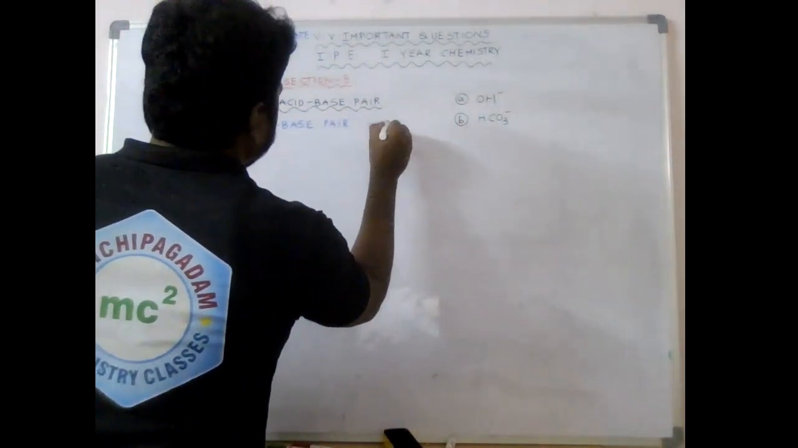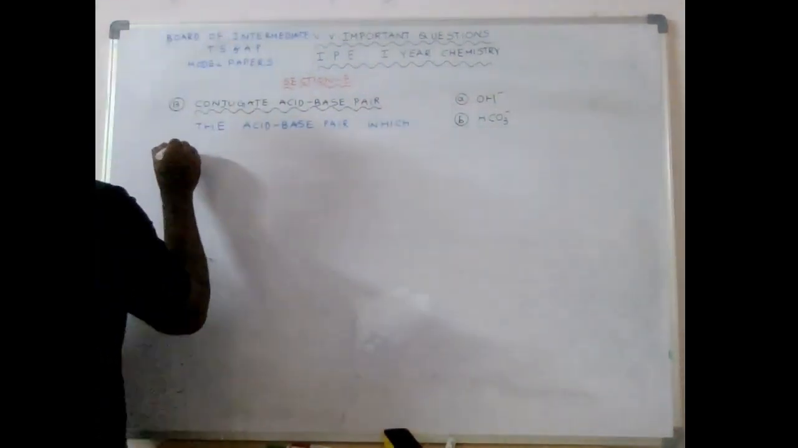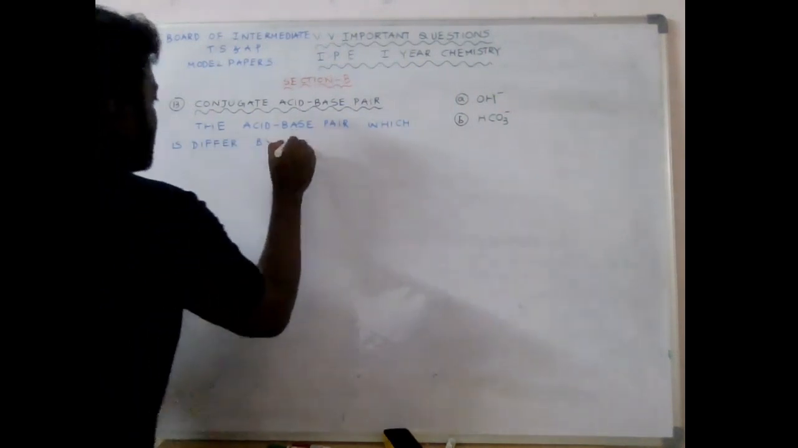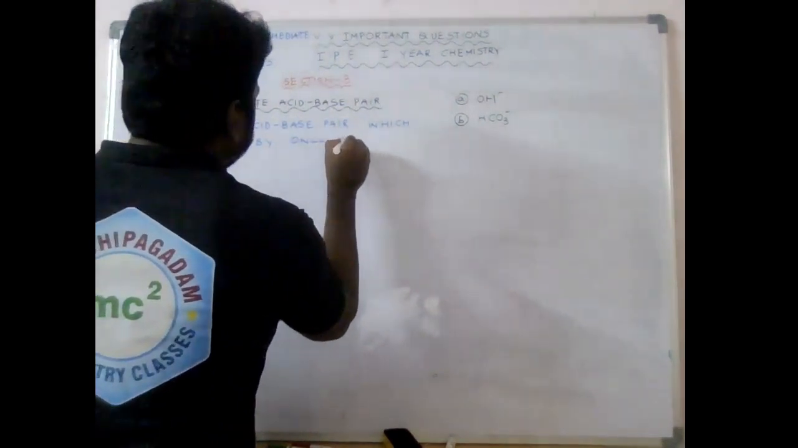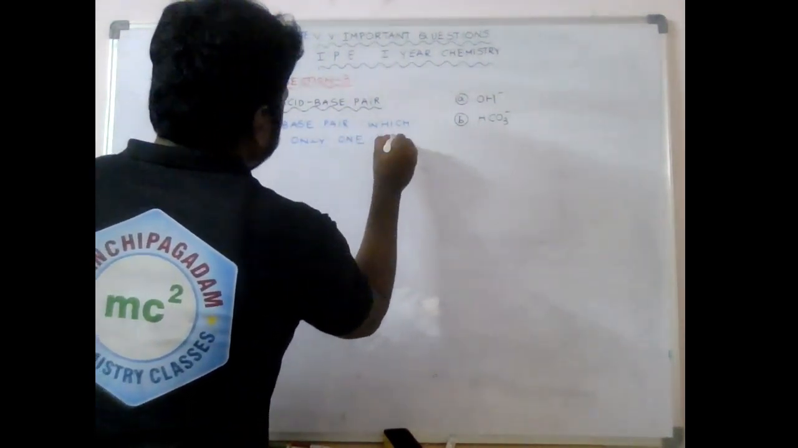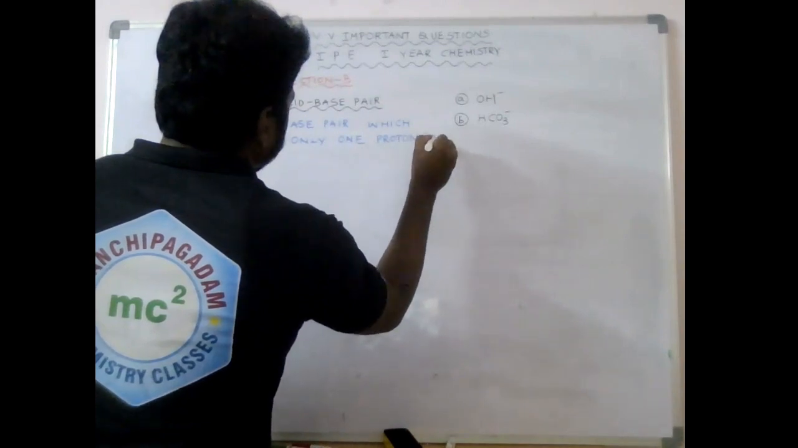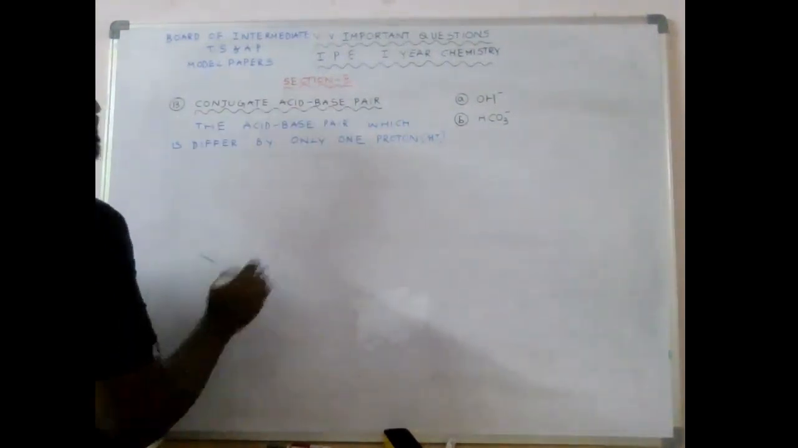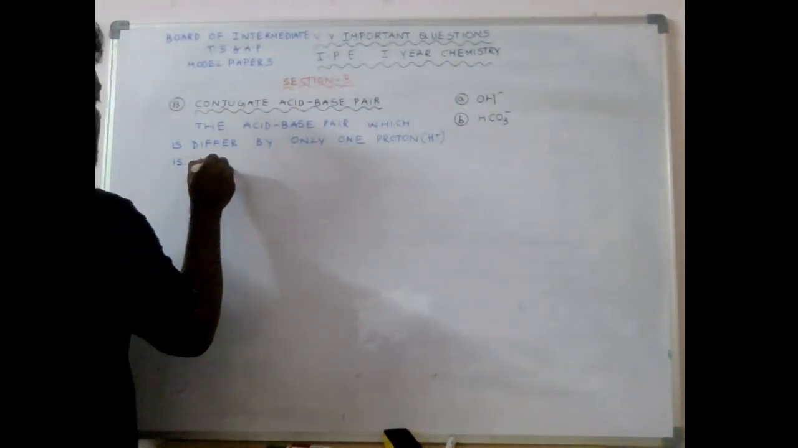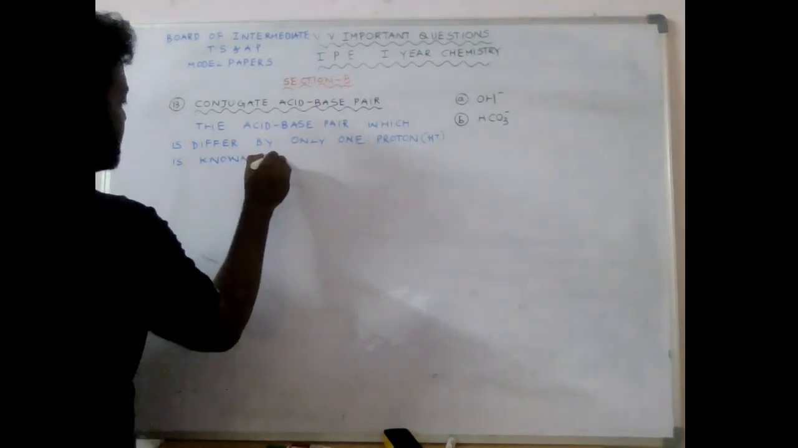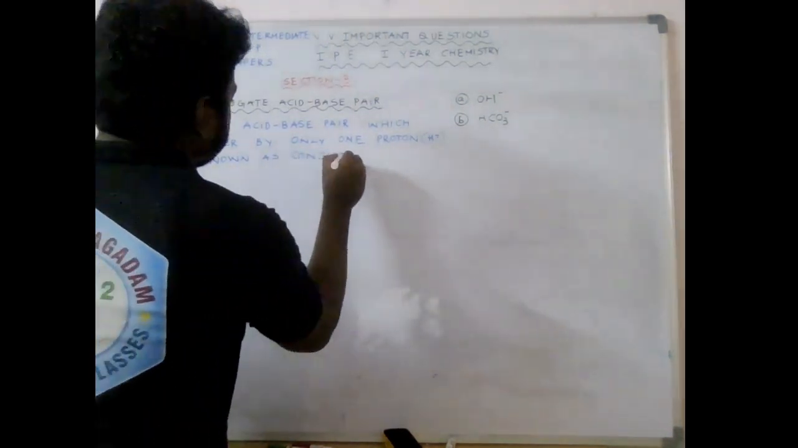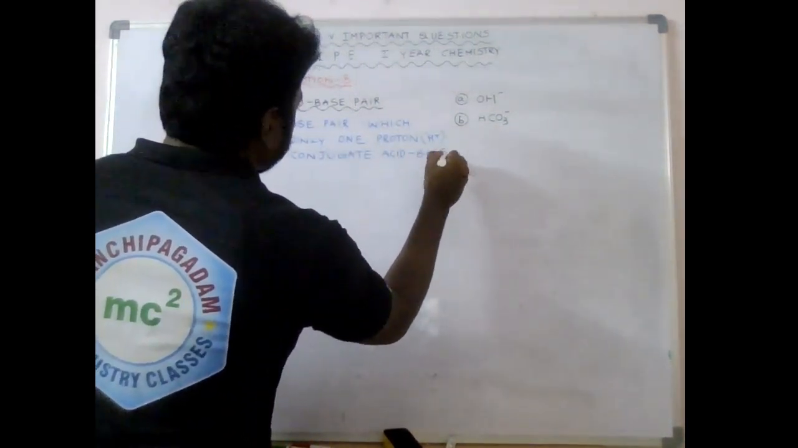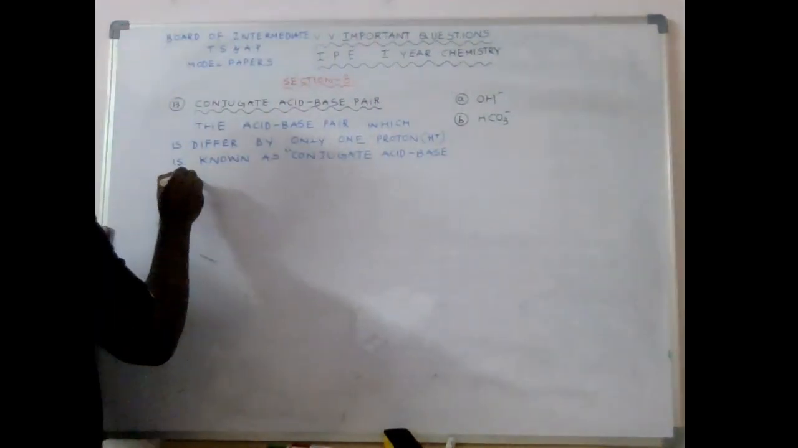The acid base pair which differ by only 1 proton. Proton is nothing but H plus. The acid base pair in which they differ by only 1 proton is known as conjugate acid base pair.